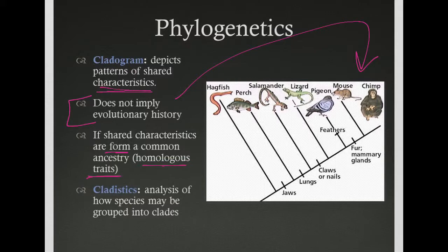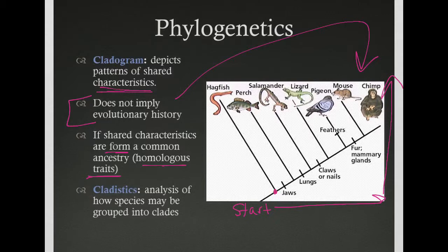So if shared characteristics are from a common ancestry, these are going to be homologous traits that we studied about in evolution. And so cladistics is the analysis of how species can be grouped into clades, which is sort of a grouping of organisms with a common ancestor. Notice here that this is sort of where we start, and then we just move down and up, okay?